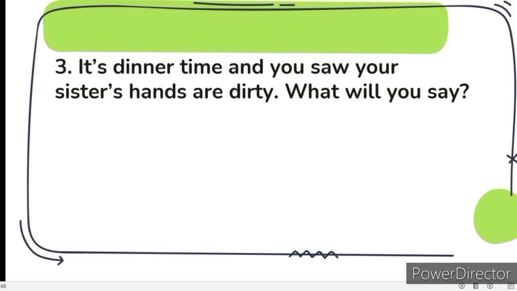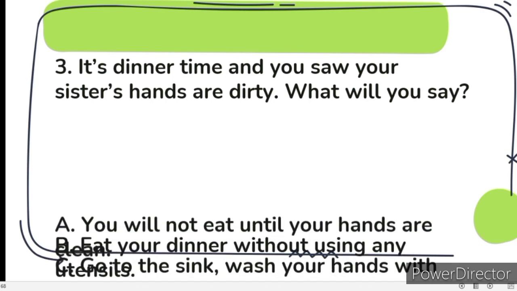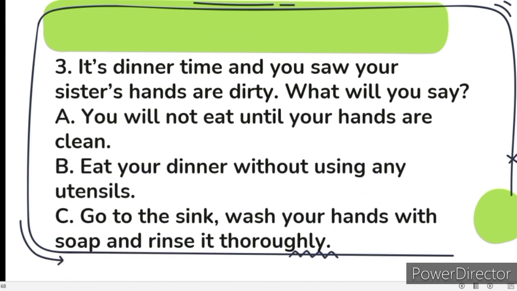Number 3. It's dinner time and you saw your sister's hands are dirty. What will you say? A. You will not eat until your hands are clean. B. Eat your dinner without using any utensils. C. Go to the sink, wash your hands with soap, and rinse them thoroughly.